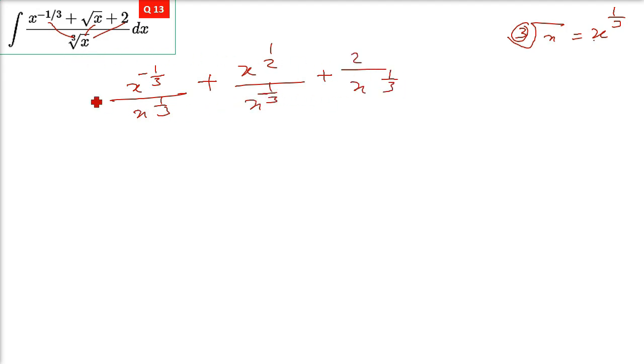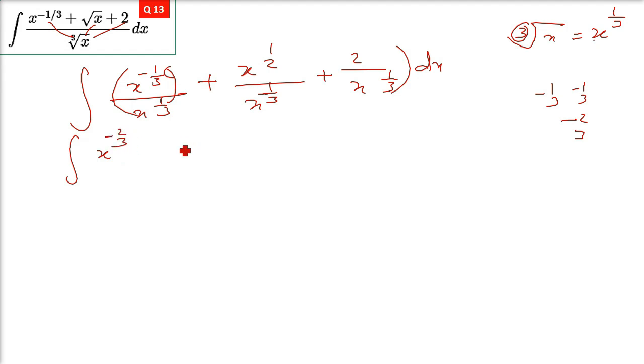And now we have to take all the denominators to the numerator with the negative sign. I'm separating them out also one by one. So we have x raised minus 1 by 3. 1 by 3 goes up. It will be minus 1 by 3 only. Minus 1 by 3 minus 1 by 3 is minus 2 by 3. So x raised minus 2 by 3. This is under integration. We have not yet integrated it. I'm just saying that we are resolving it. X raised negative 2 by 3 dx.